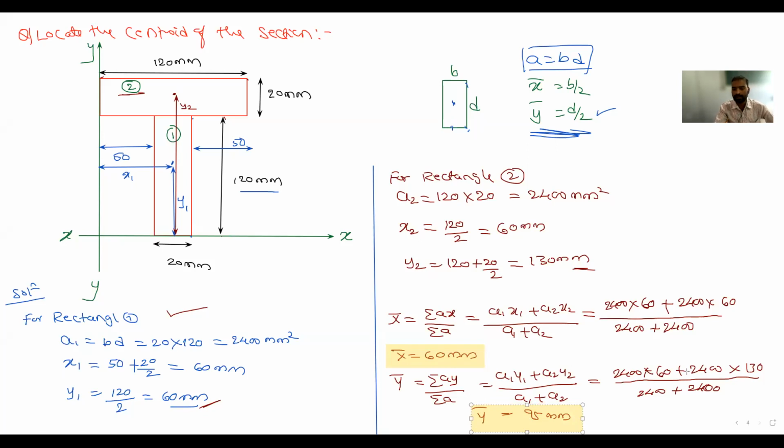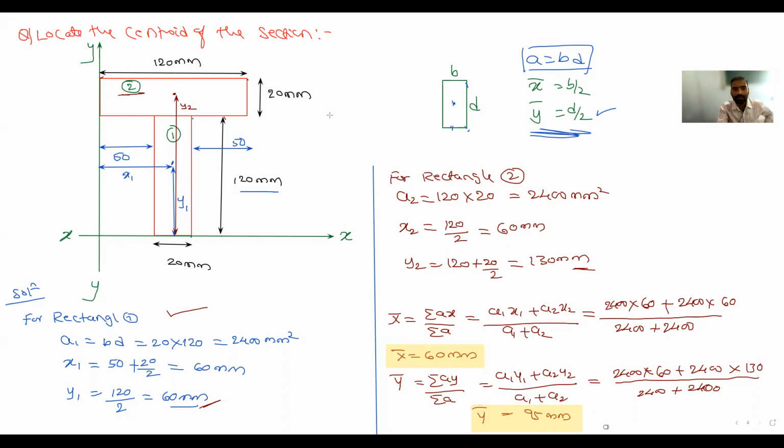Sir, that is x bar of the section. If we take the top first, that will also work, right sir? Yes, you can take. Okay, what did I do? For x bar I have taken the bottommost line. You can take the topmost line, but you will not get this 95 at that time.